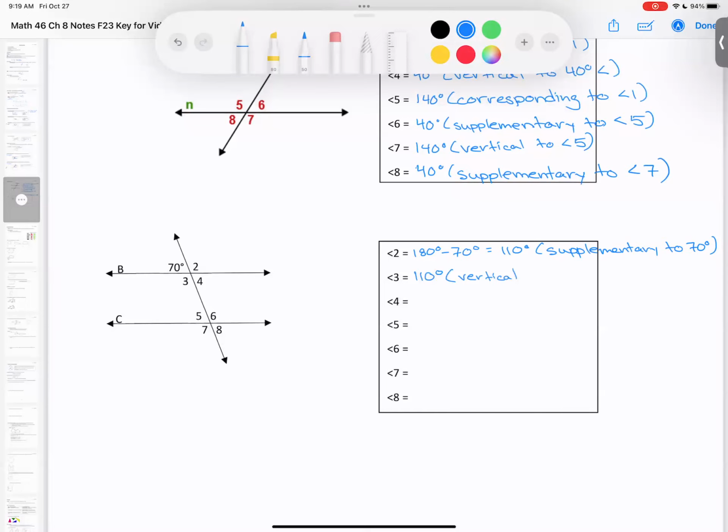It's also supplementary to that 70 degrees. Okay, angle 4 is vertical to the 70-degree angle, so it must be 70 degrees. Angle 5 forms an F with the 70-degree angle, so it's corresponding, which means it's equal. So it's 70 degrees, corresponding to the 70-degree angle.